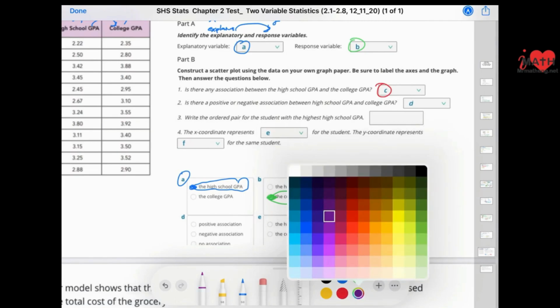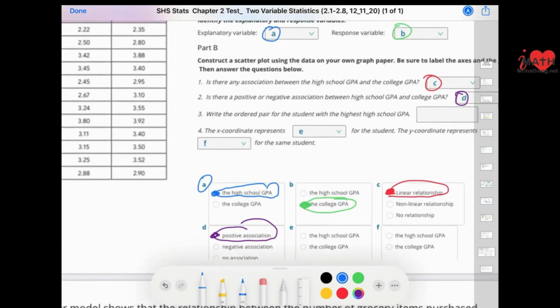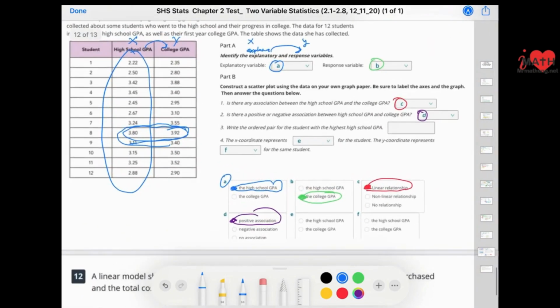D, is there a positive or negative association? I'm going to say positive. Next, write the ordered pair for the student with the highest high school GPA. Looking at this list here, I see 3.80, comma, 3.92. That's the ordered pair.